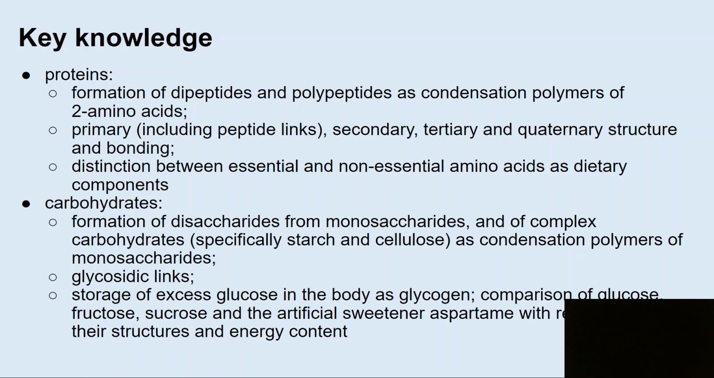Proteins, right? Key knowledge area. Formation of dipeptides and polypeptides. Di means? Poly means? Many. As condensation, what's that? Produces water. Polymers of two amino acids or alpha amino acids. The 2 stands for the second carbon in which the amino functional group comes off, because off the number 1 carbon is the carboxyl group. Yeah?